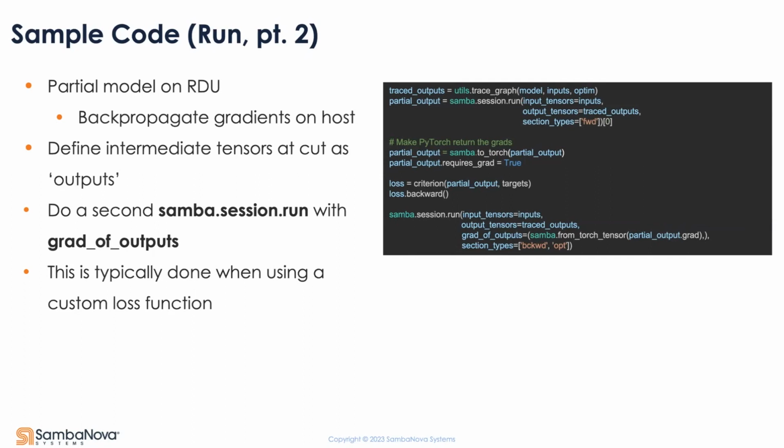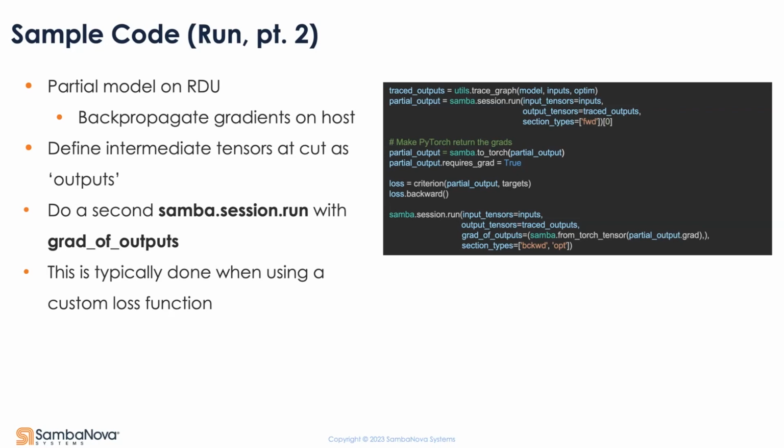Then, since we're going to be running on host again, and we're going to be running the training loop on PyTorch now, we'd set requires grad to be true. Right, now we're working in PyTorch. You'd call your criterion, your loss function, on those partial outputs with your targets. You call backward, so you call the back prop. And now that you have that back prop, you have the backwards gradients.